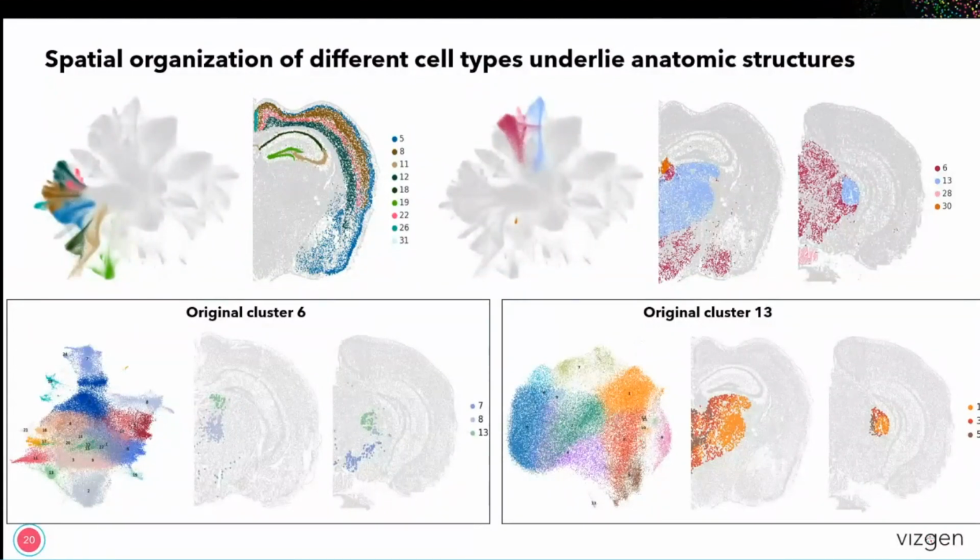However, when I extracted those clusters corresponding to those big brain structures and performed another round of clustering analysis, we could resolve more detailed cell types. For example, the original cluster 13, which corresponds to the whole thalamus, is now divided into multiple cell types. And you can see here some examples showing different subclusters of the previous cluster actually occupy different subregions of the thalamus.